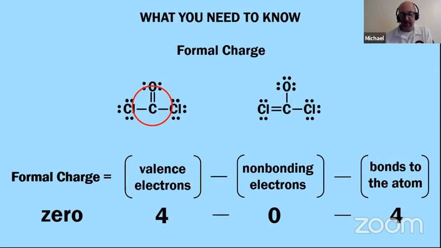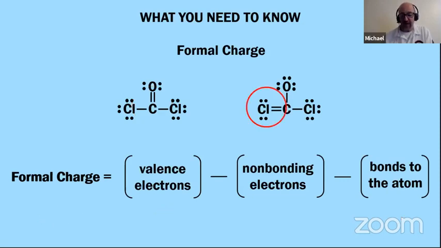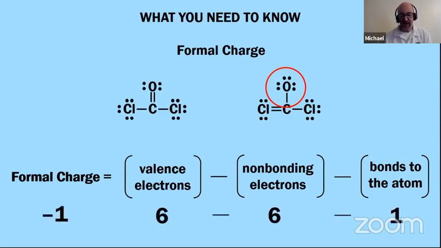Let's move on to the molecule on the right. And we'll look at this chlorine. So that's 7 valence electrons, 4 non-bonding, 2 bonds. So that chlorine has a formal charge of +1. Now move on to the oxygen in the same molecule. 6 valence electrons for oxygen, 6 non-bonding electrons plus 1 bond. That would mean a formal charge of -1.